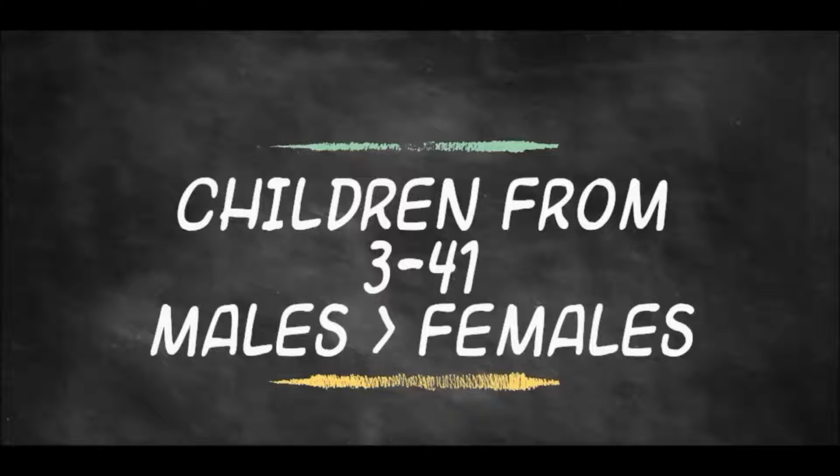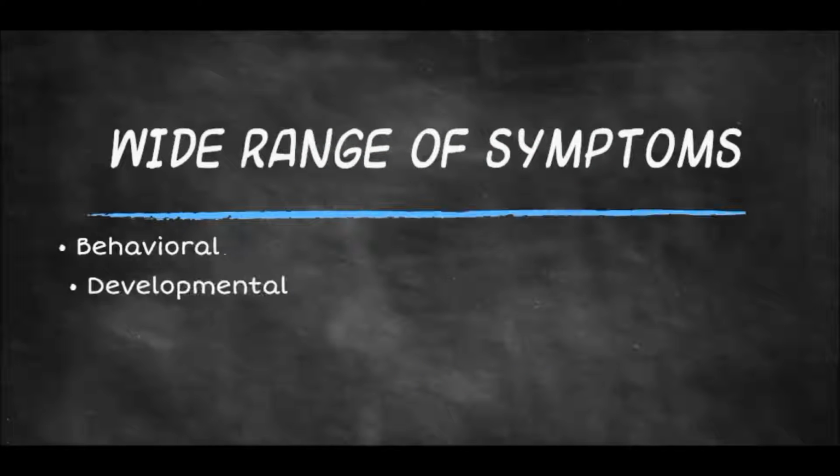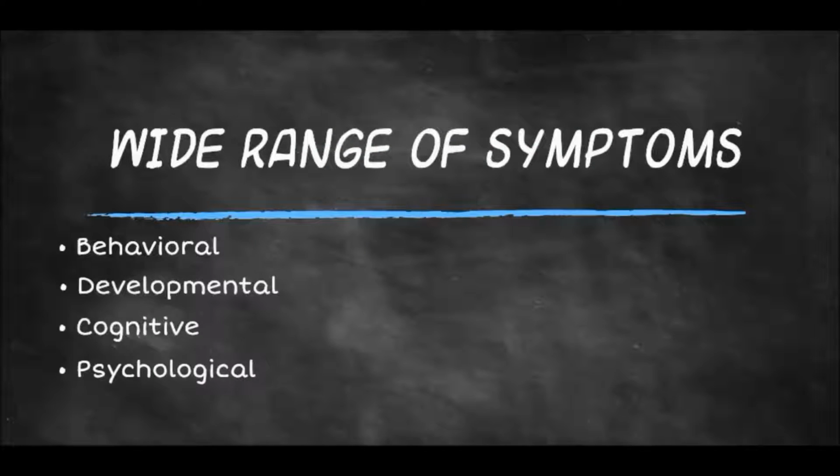Most of the ages affected are children from ages 3 to 41. Males are more affected than females. The range and severity of symptoms can vary widely. Patients diagnosed with autism have behavioral, developmental, cognitive, and psychological symptoms.